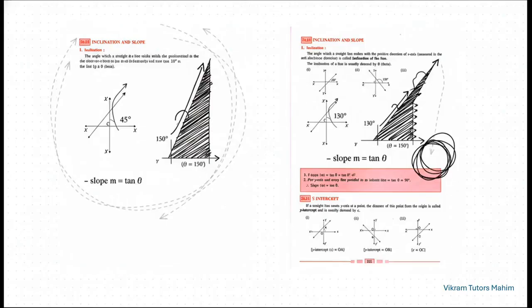You can really see what I mean here. A line with a gentle 45-degree angle has a certain kind of steepness, but a line with a much sharper 130-degree angle is obviously way steeper and it's pointing in a totally different direction. The slope is the one magic number that captures all of that information.